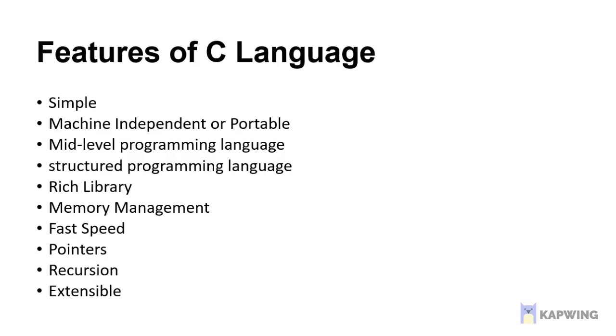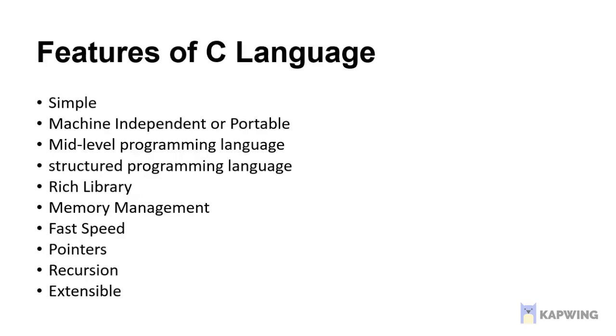The first feature is that it is simple. Simple in the sense that it provides a structured approach which contains libraries, functions, data types, etc., through which the program can be broken into parts. Next is machine independent or portable. A C program can be executed on different machines with some machine-specific changes. So C is an independent language. Next is mid-level programming language. We have seen it: high level to low level, dependent, independent.